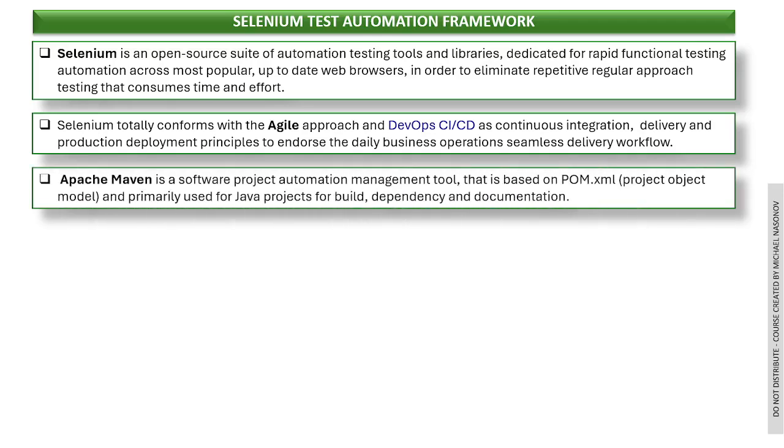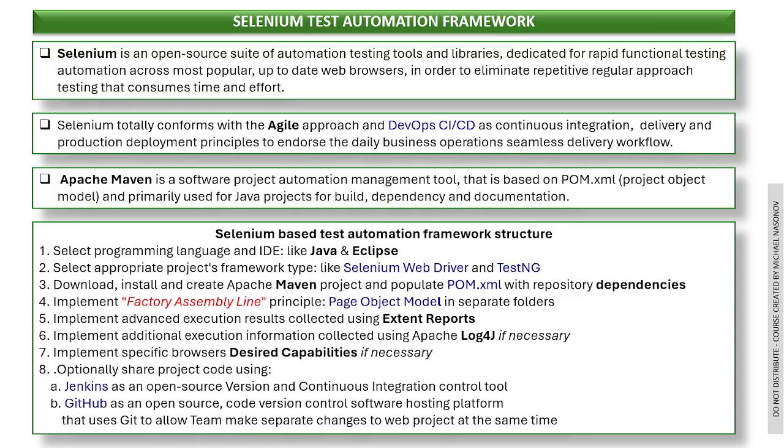Apache Maven is a software project automation management tool that is based on POM.xml file as project object model and primarily used for Java projects for build, dependency, and documentation.